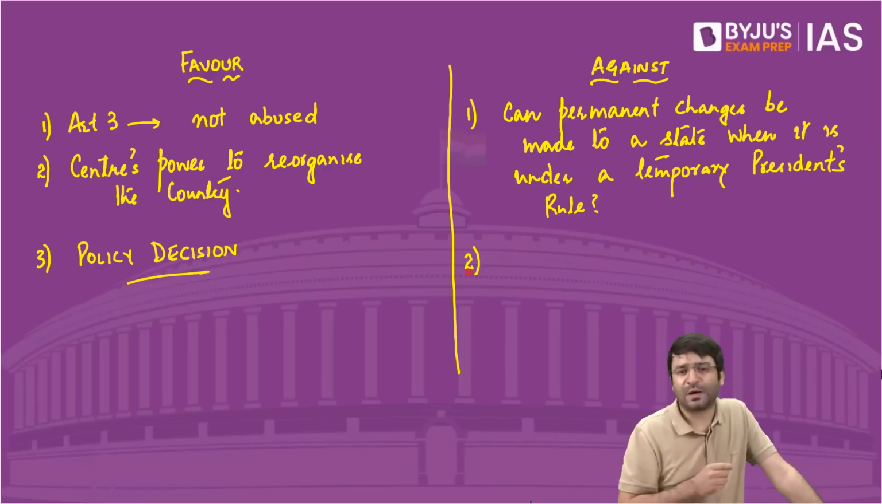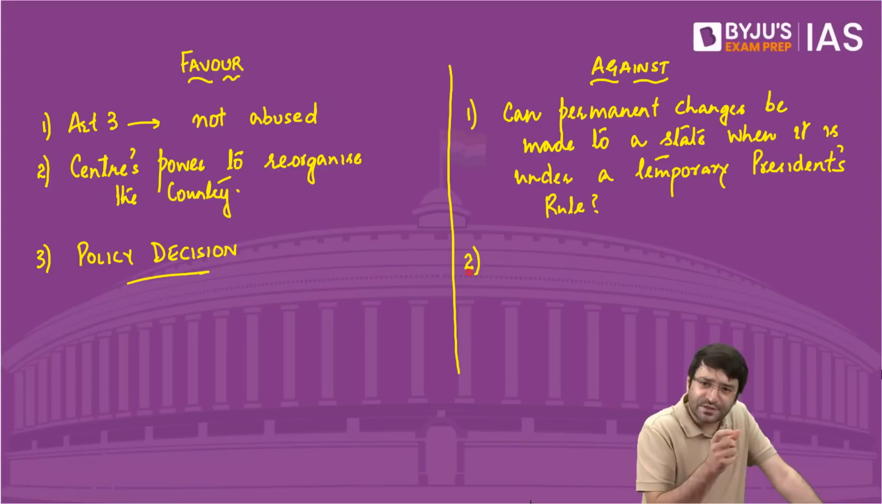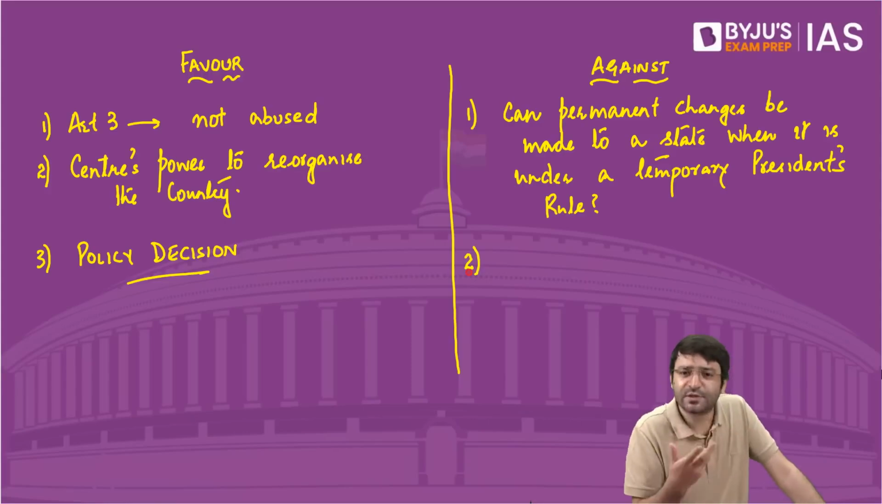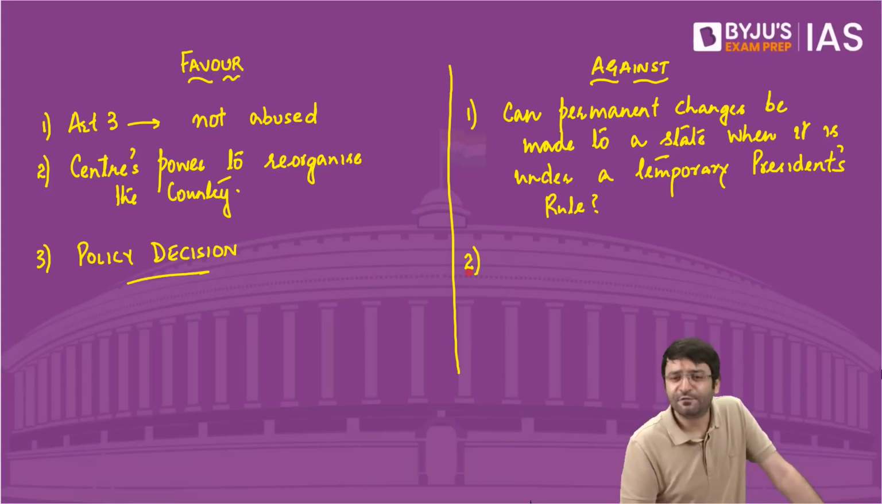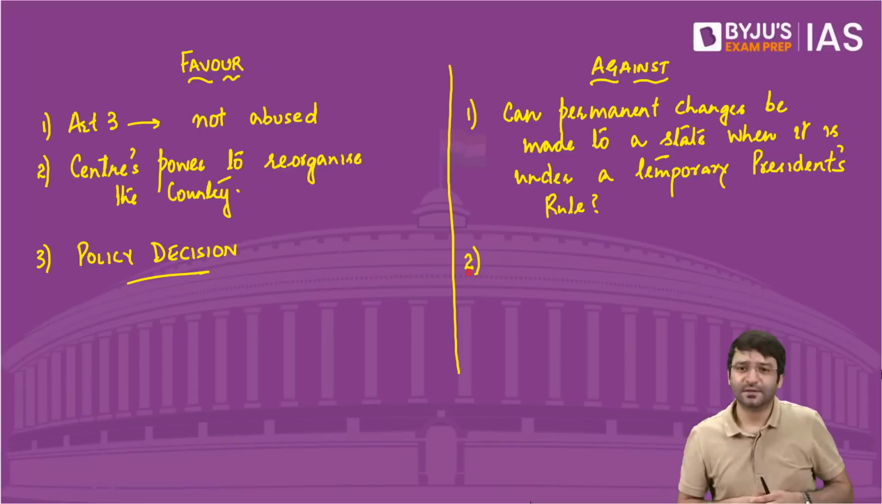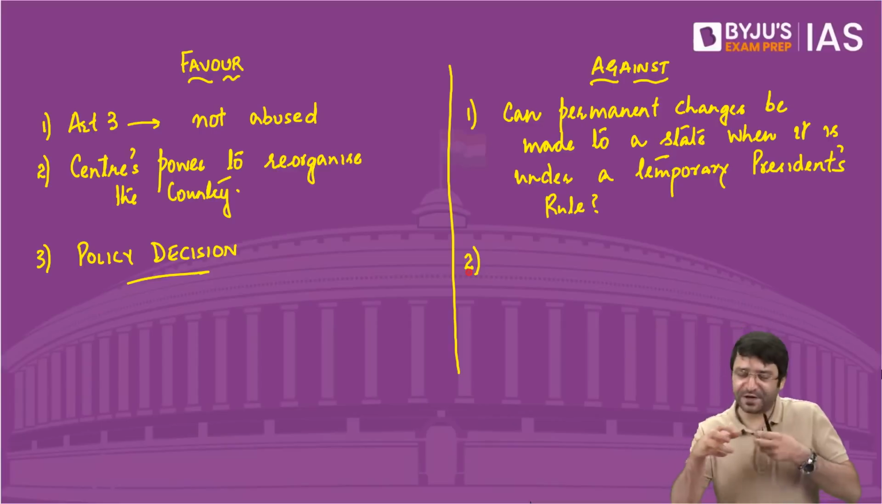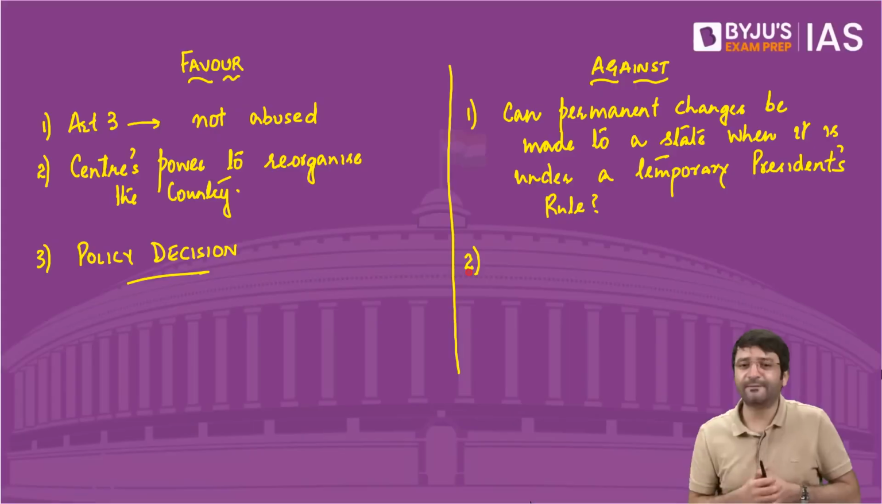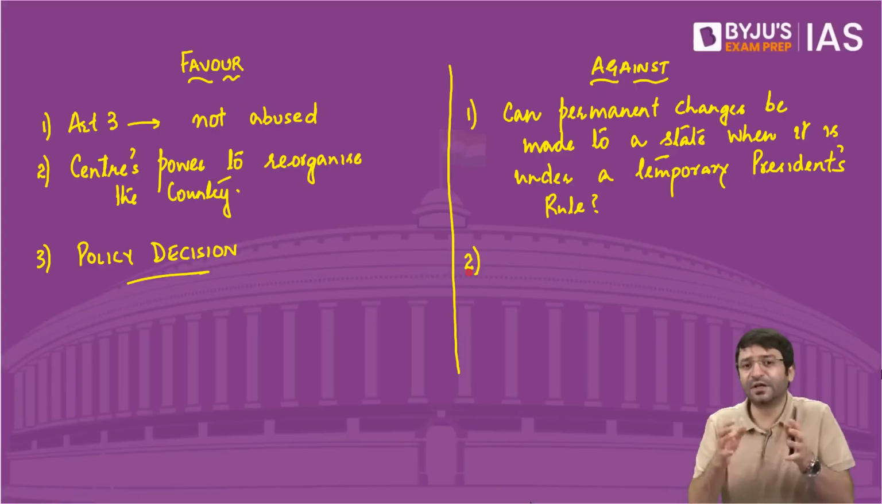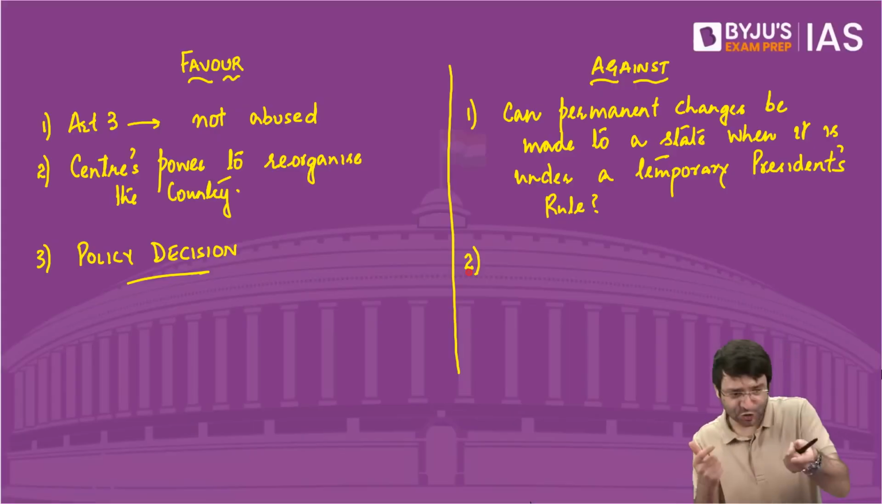Article 1, Clause 1. India, that is Bharat, shall be a union of states. Clear? This phrase, union of states, basically means federation. Federation in the sense, those states which share federal relationship with the Union of India. Federal relationship means dual government, distribution of powers.